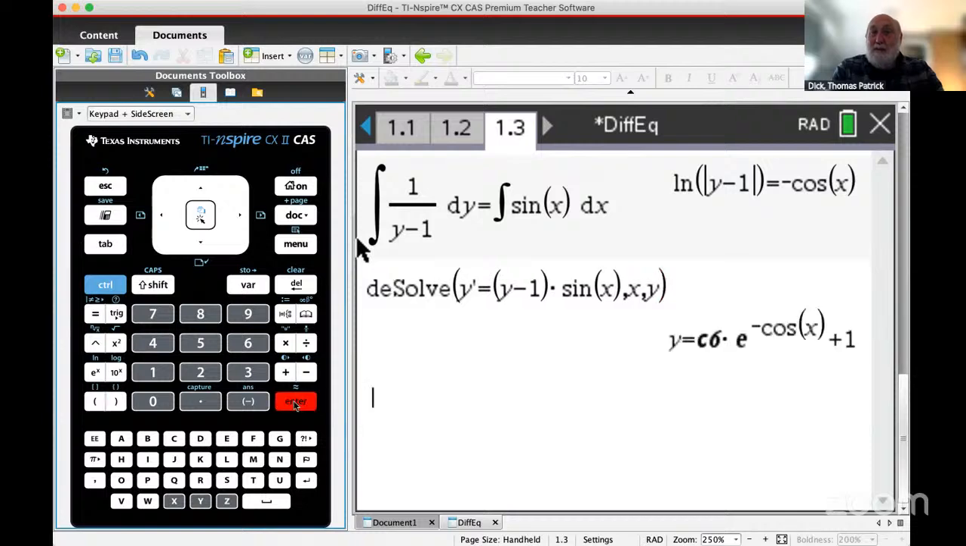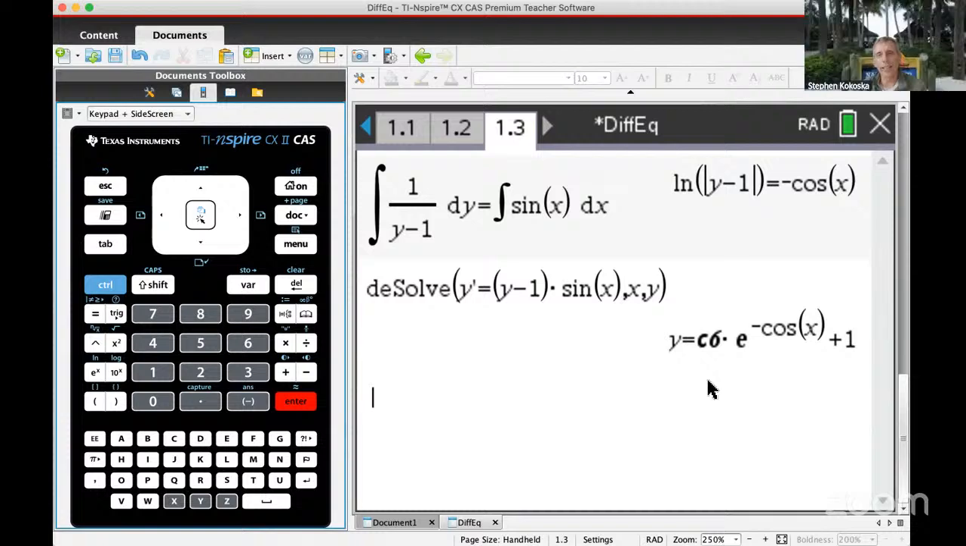Let's see what happens. Boom, there it is. So there's the symbolic solution there. And if you're looking at that C6, that's just a placeholder for an arbitrary constant. Okay. So it looks pretty neat. Sure does. And this one is taking care of that arbitrary constant. So that's nice.